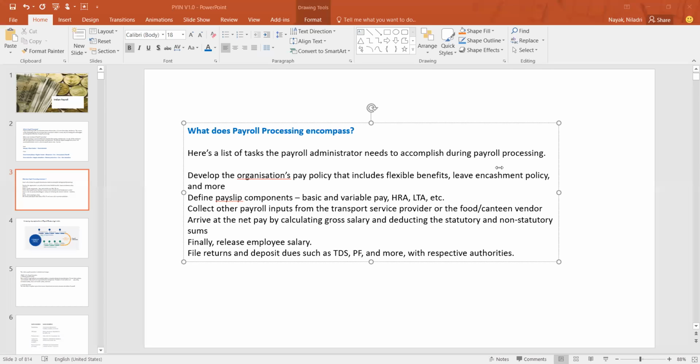Yes, exactly. So even if there are some statutory policies every organization must follow, most organizations still have their own policies and procedures related to flexible benefits, or leave encashment, or some other related pay component, or what the minimum salary of a particular grade will be.